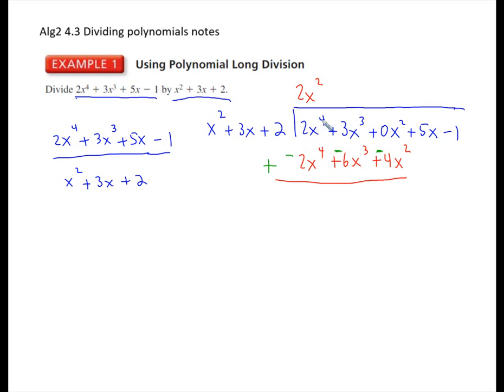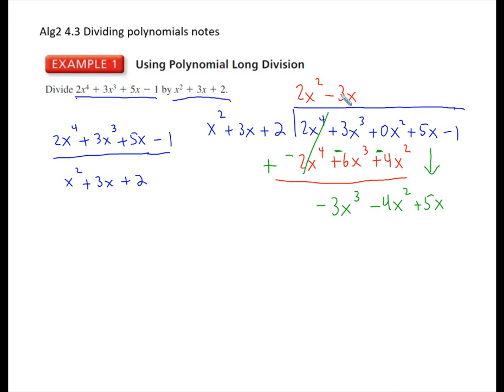If you're doing this correctly, the first terms in the front should always cancel out. If they don't cancel out, you're probably doing something wrong. Then we combine like terms, so we end up with negative 3x to the 3rd and negative 4x squared. Then bring down the next value, the positive 5x. Now we repeat the process. Something times x squared has to give us negative 3x to the 3rd. Well, that's going to be negative 3x.